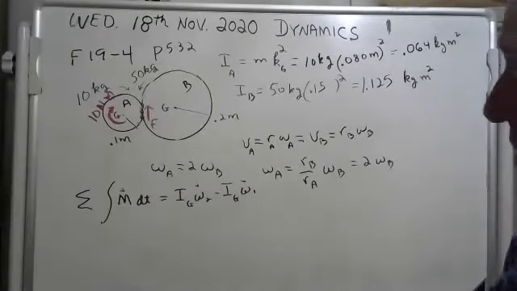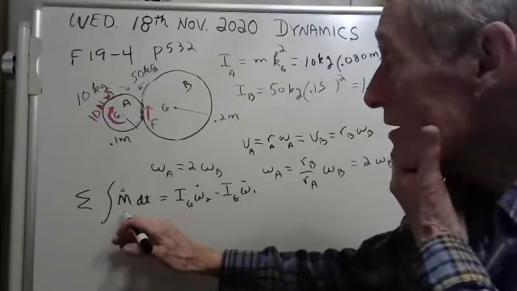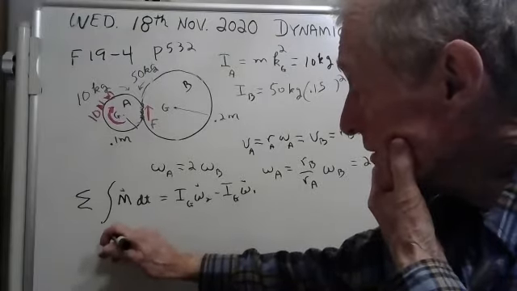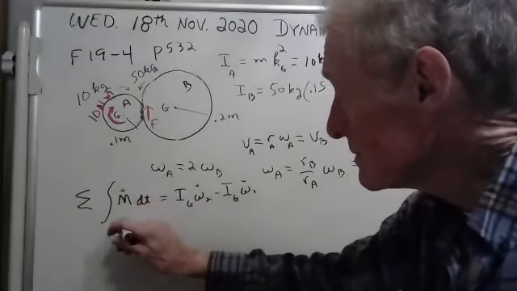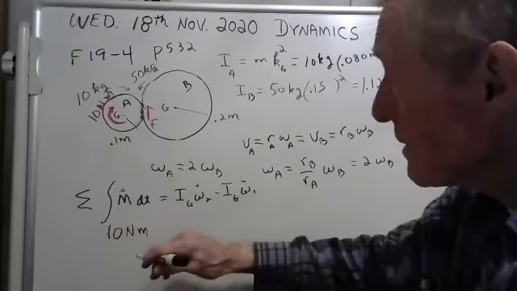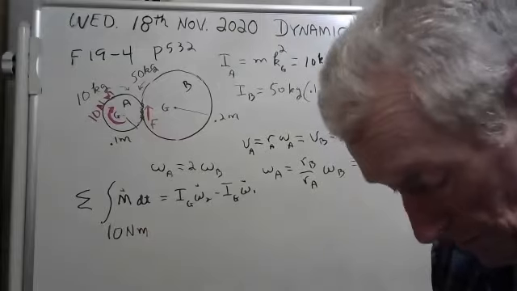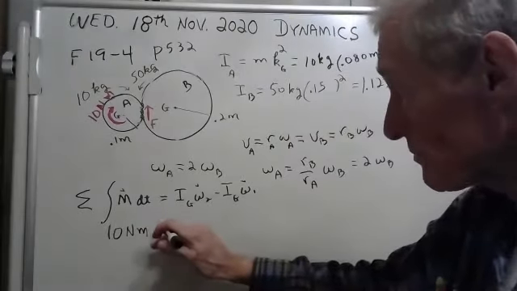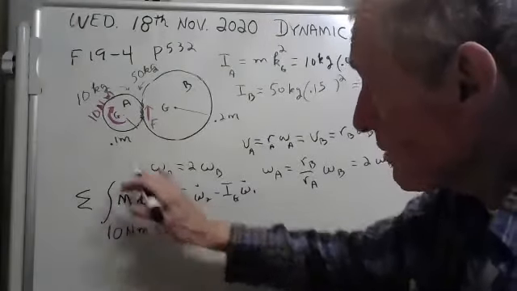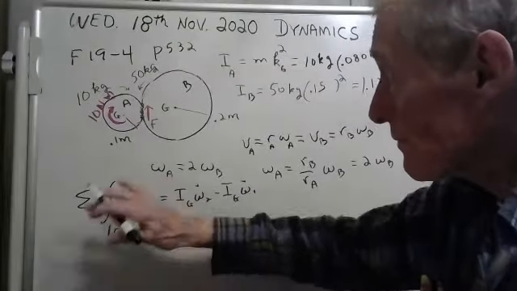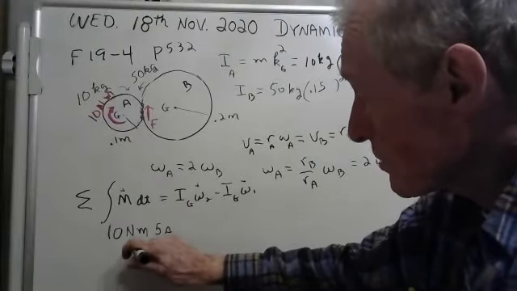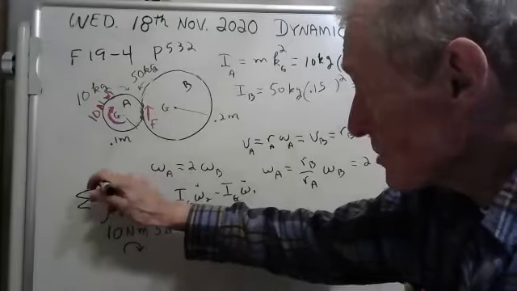Okay, well, let's write our equation then. Here we go. We have 10 Newton meters. And the time, read the problem. They said the time is 5 seconds, so you have to multiply by 5 seconds. We'll write all of our impulses clockwise. See, this is called an impulse.